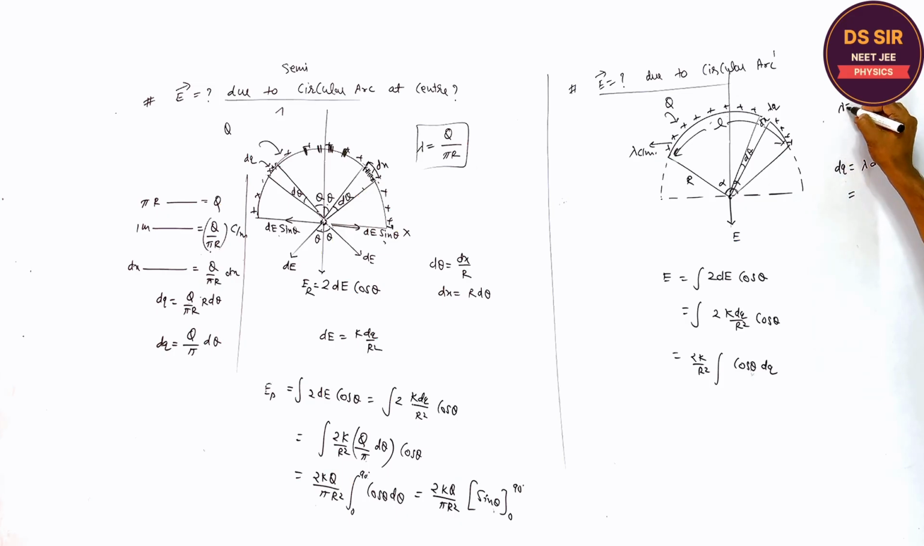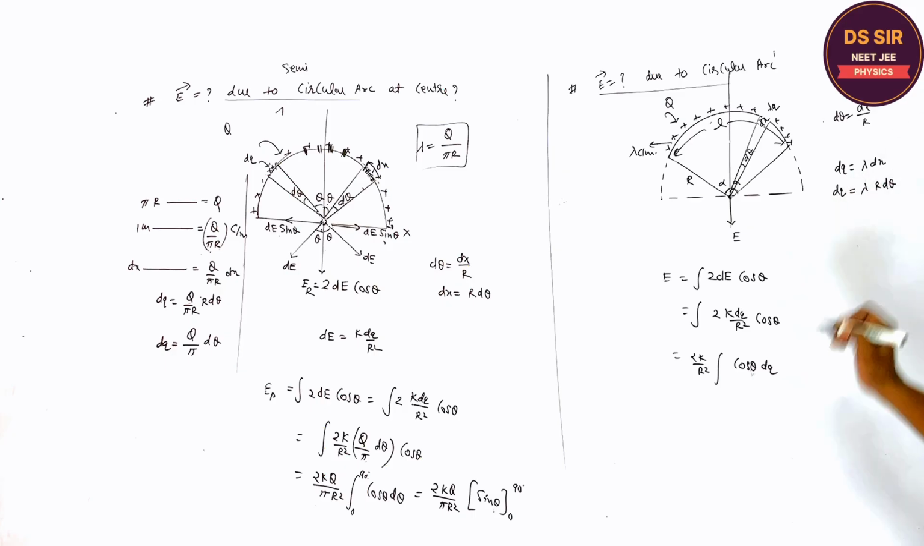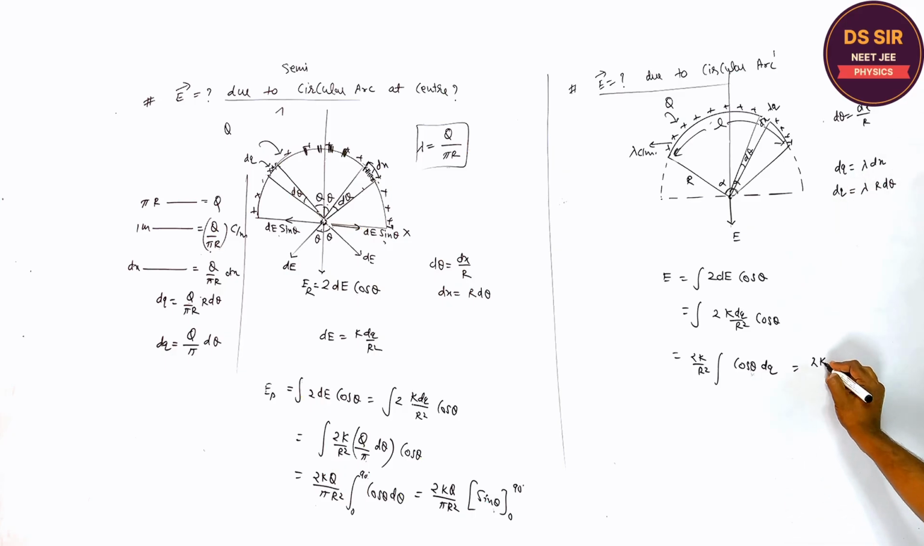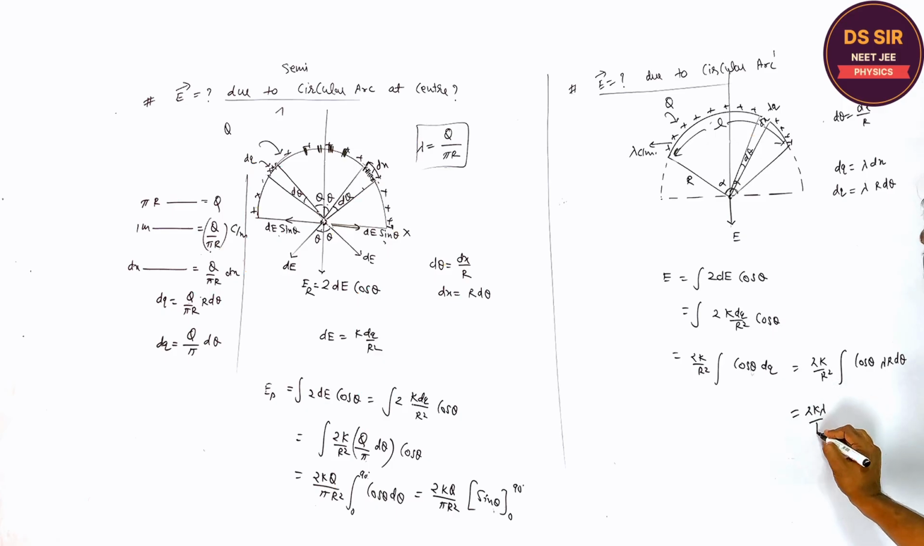And what is the lambda? Lambda is nothing but, if you assume in terms of the lambda, I am writing in terms of lambda first, right? And this is the lambda. And what is the angle? The angle is equal to arc upon radius. So dx value is nothing but r into d theta. So this is the value of the dq. So I'm writing this 2k upon r square into cos theta, and the dq value is lambda r into d theta. So you may write 2k lambda upon r, and this is nothing but cos theta d theta. Is it clear or not?